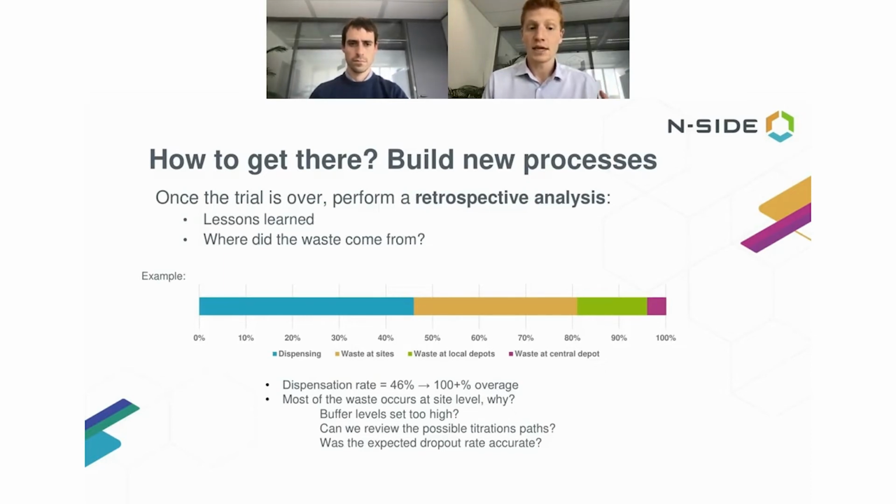So it is maybe decreasing the buffer levels, maybe they were too high. Maybe it is trying to see if the titration possibilities were not too complex, and so we needed to have a lot of buffers to cover this. Maybe we can simplify, or maybe our assumptions of dropout rate were just not accurate. And there are many others. But the goal with this retrospective analysis is, of course, not to pinpoint any mistake, any problem. The point is just to try to learn from this and do better for the next clinical trial.